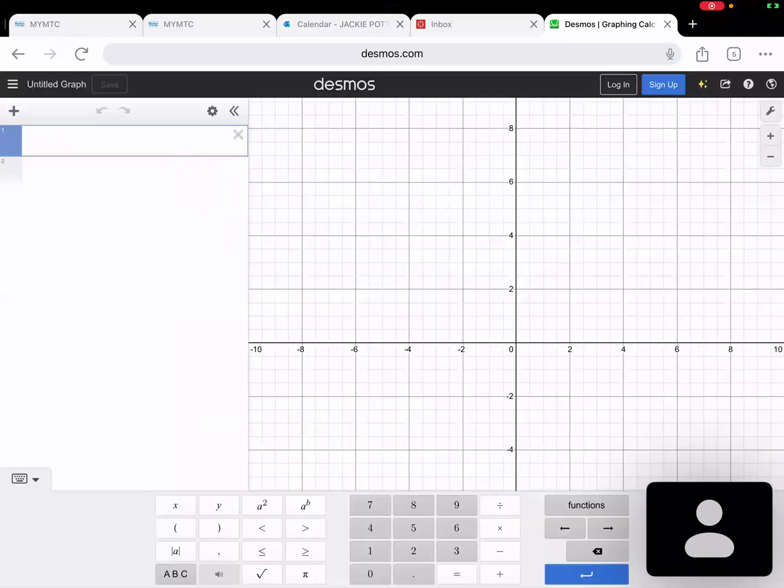All right, again, I'm at Desmos. Can you guys see Desmos? Yes. Okay.